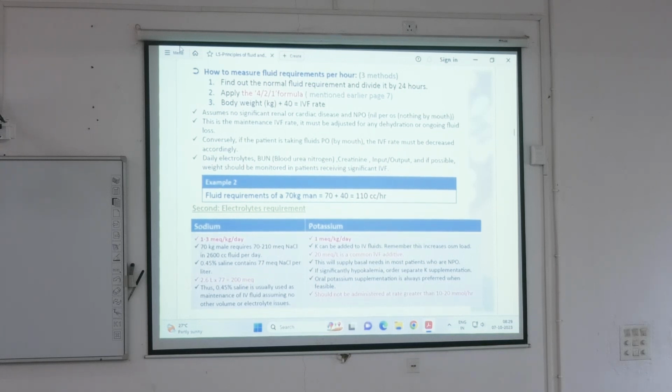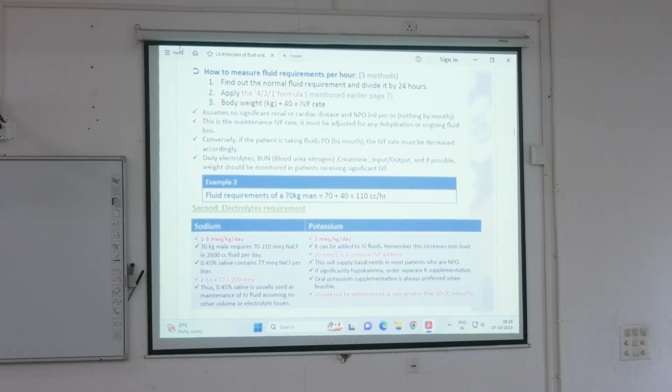So how do we calculate? Apply this 4:1 formula. This is very important. Another thing is you can use body weight plus 40 as the fluid rate. Body weight plus 40. These are the working formulas. But normally remember this 4:1 formula. I always insist that you remember the 4:1 formula. Whenever I calculate, I always use this 4:1 formula. Very easy. Okay.